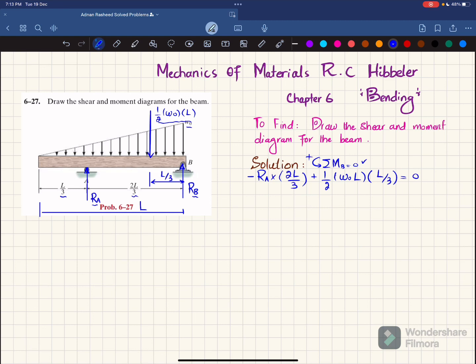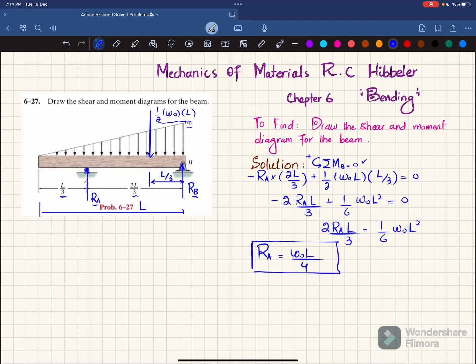So from here we will get minus 2 Ra L divided by 3 plus 1/6 W0 L square is equal to 0. So you will get 2 Ra L by 3 is equal to 1/6 W0 L square, and when you calculate, Ra will be equal to W0 L over 4. So this is the value of Ra.